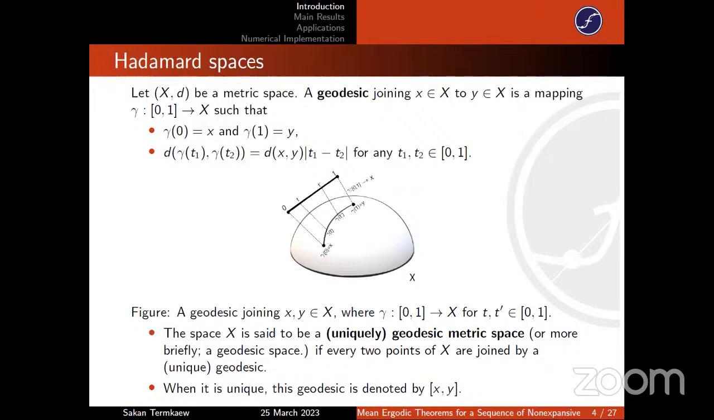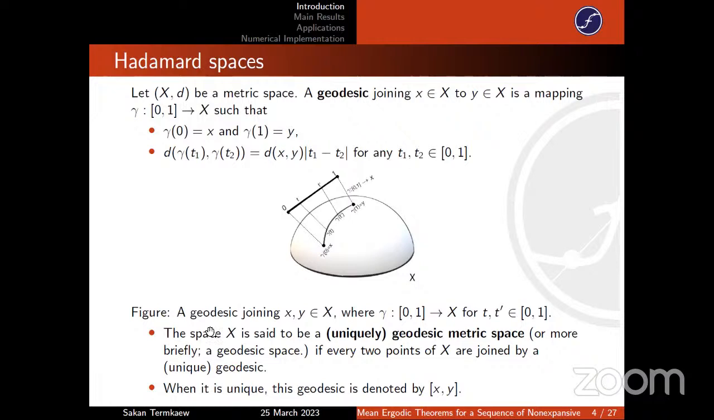Let (X, d) be a metric space. A geodesic joining x to y is a mapping gamma from the closed interval [0, 1] to the space X, such that gamma(0) equals x. Okay, please look at the picture. The gamma maps 0 to x and 1 to y, and the distance between any two points on this segment is defined by d(x, y) times the absolute value of t1 minus t2, for any t1 and t2 in this interval.